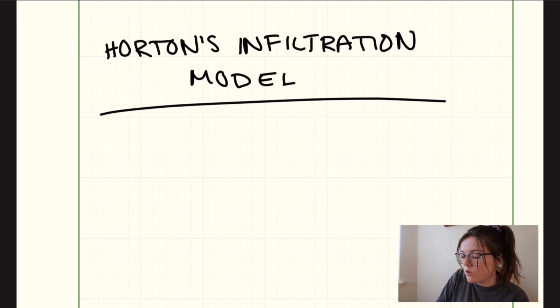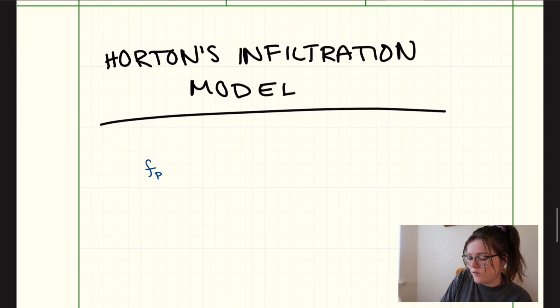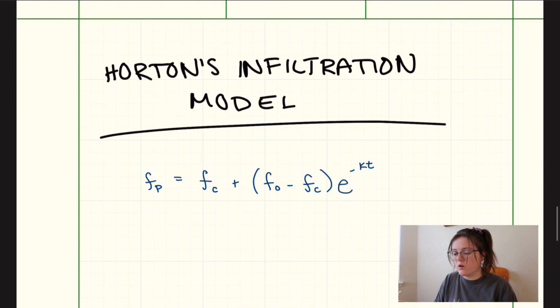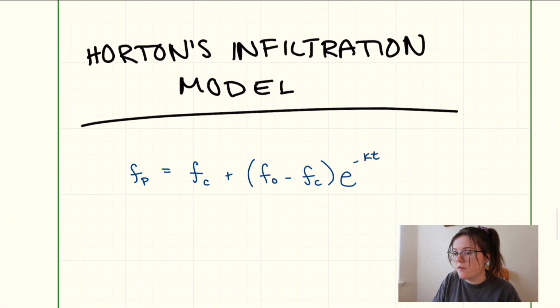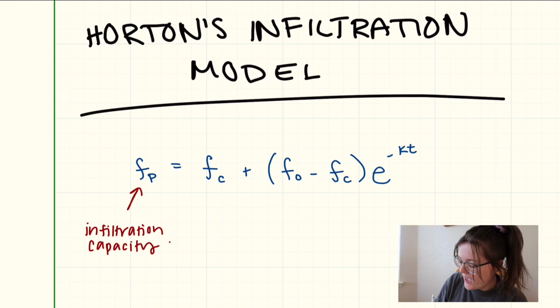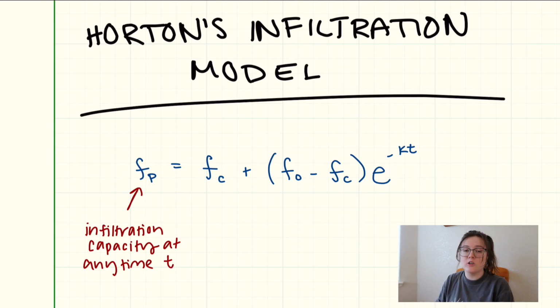So the governing equation for Horton's infiltration capacity model is as follows. We have FP, I'll define all these variables in a second. FP equals FC plus F naught minus FC e to the negative KT. Now, what are all these variables in this lovely equation we have? This FP is telling us the infiltration capacity at any time t. So that's what this equation is solving for.